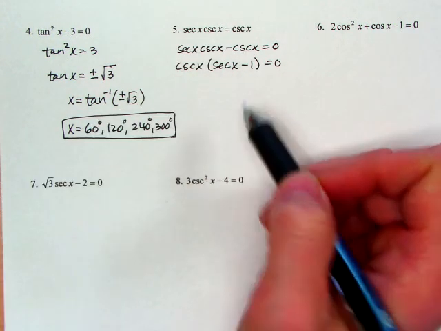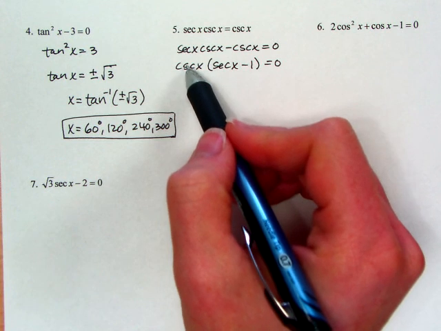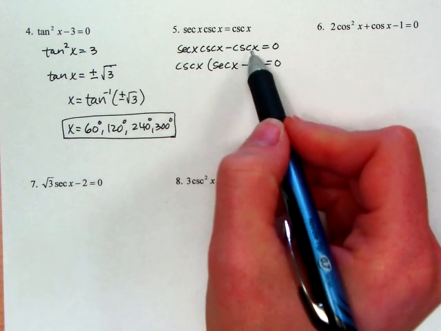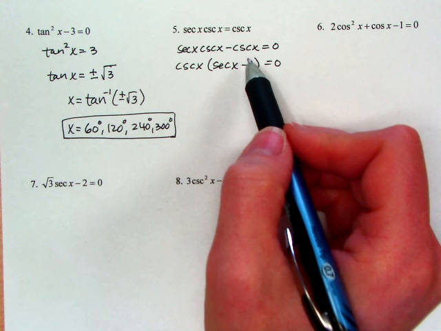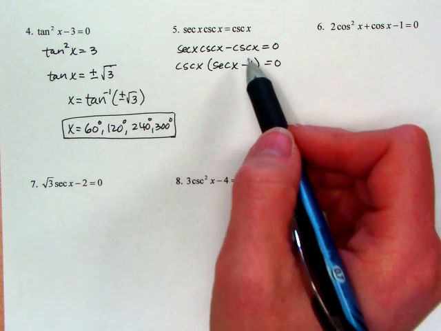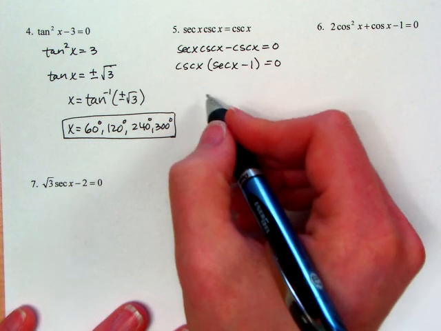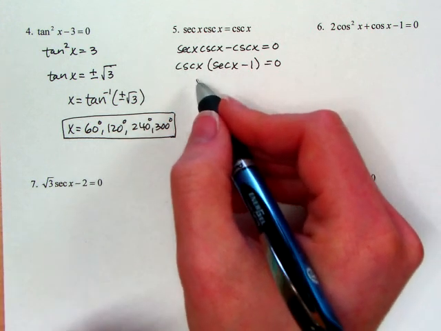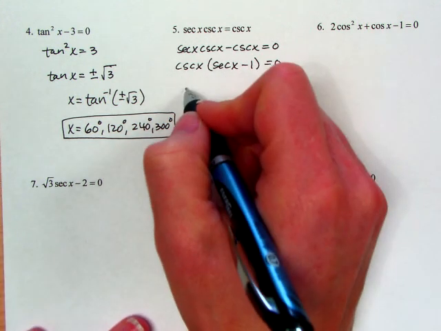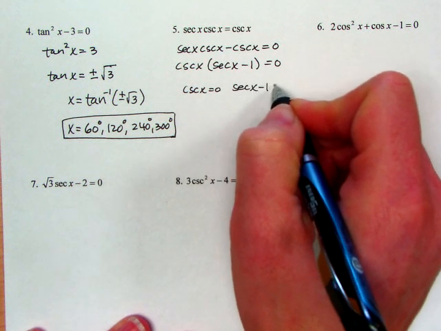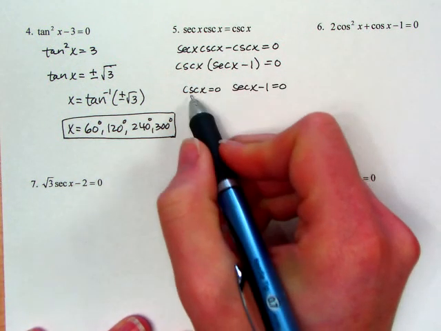So if I were to distribute this, cosecant times secant would give me that, and then cosecant times -1 would give me that. So I'm kind of doing a reverse distribution. I'm pulling out what they have in common, which is that cosecant. And we've done these kind before where I end up with two factored forms, and we set them each equal to 0. So cosecant equals 0, and then secant of x equals 0. Now we're just going to solve them as if they were two separate problems.